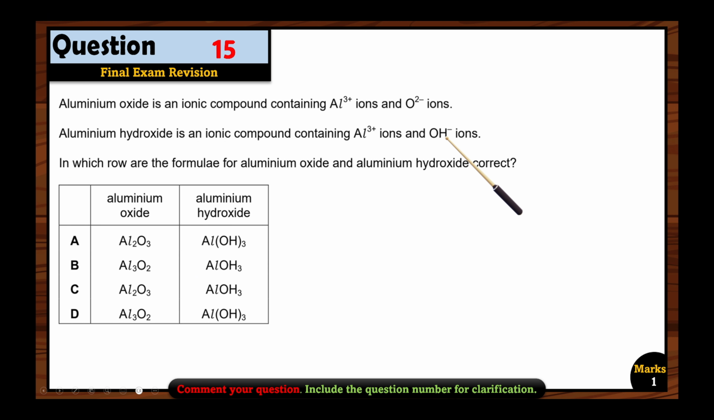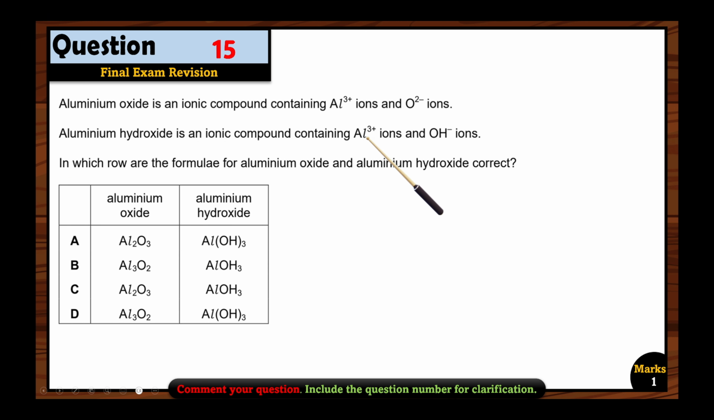Now let's see for aluminium hydroxide. Al and then we have OH. So Al will have only 1 here, but OH will have the brackets and then 3, right? So where can we find Al(OH)3? So it means option A is right. Al2O3 for this one and Al(OH)3 for this compound. So option A is the right option.